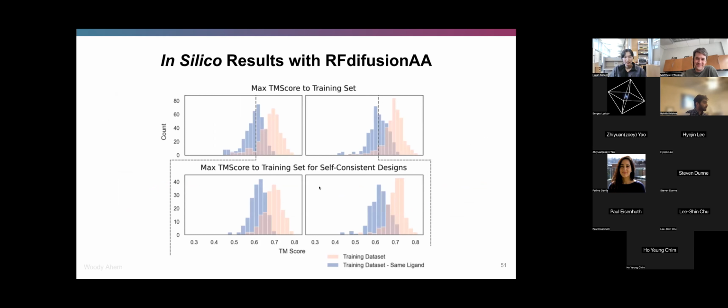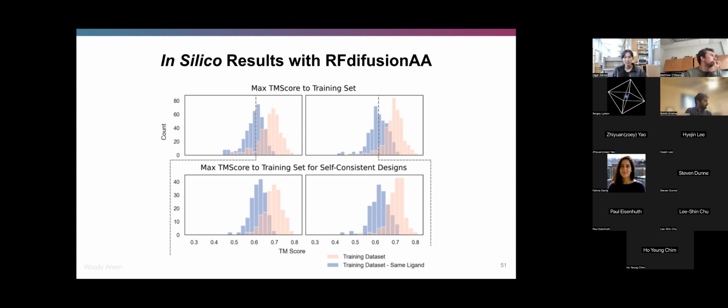The other nice thing is that these designs are generally pretty novel with respect to the training set. We took all these benchmark cases and then took the TM score against the PDB. Here the pink are things against everything in the training set, and the blue is the training set with the same ligand. You can see that they're actually really different from things with the same ligand. So it isn't just memorizing some likely binding modes.